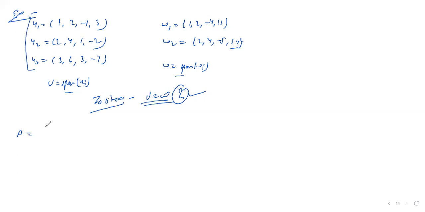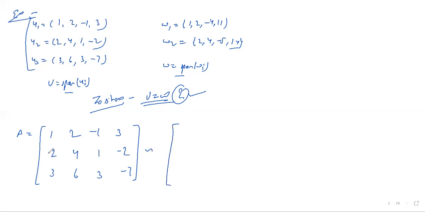This is my matrix A, and we'll transform these vectors into matrix form like this: 1, 2, minus 1, 3, 2, 4, 1, minus 2, 3, 6, 3, minus 7. Now I will transform this matrix to the echelon form. Okay, now let's deduce it. I'm applying, in R2, R2 minus 2R1, and in R3, R3 minus 3R1. If I make some mistake, just tell me.